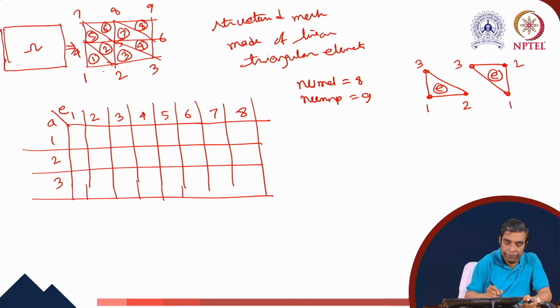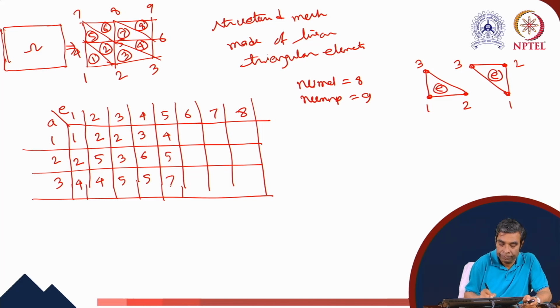For the first element, our global node numbers are 1, 2, 4. For the second element, they are 2, 5, 4. For the third element, it is 2, 3, 5. For the fourth element, it is 3, 6, 5. For the fifth element, it is 4, 5, 7. For the sixth element, it is 5, 8, 7. For the seventh element, it is 5, 6, 8. And for the eighth element, it is 6, 9, 8.